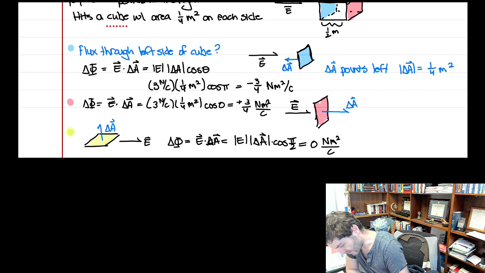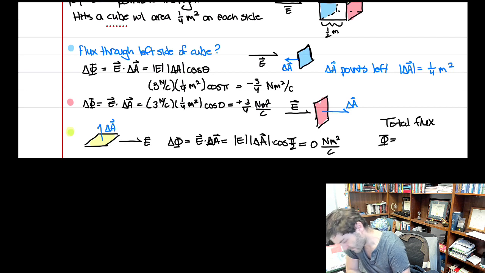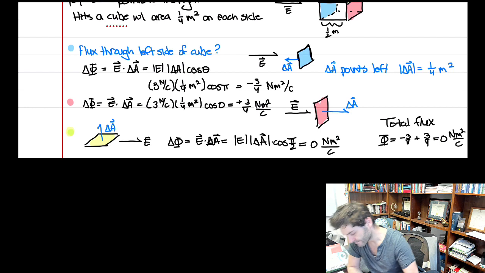So then the total flux, if I just add up all those patches, looks like it was really only the blue and the red that mattered. So there's a negative 3/4 and a positive 3/4, all adding up to 0 newton meters squared per coulomb.